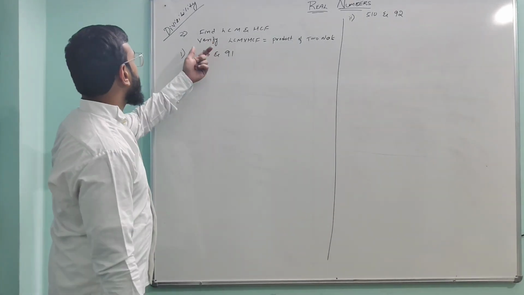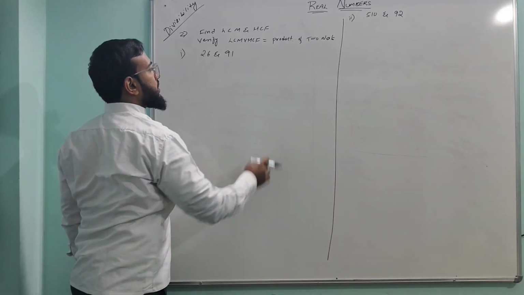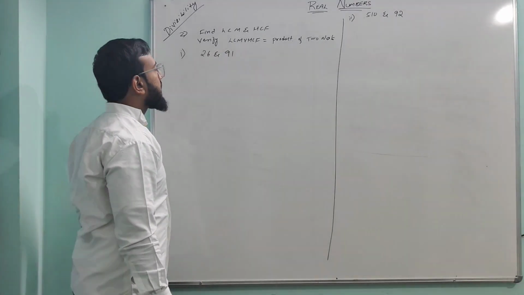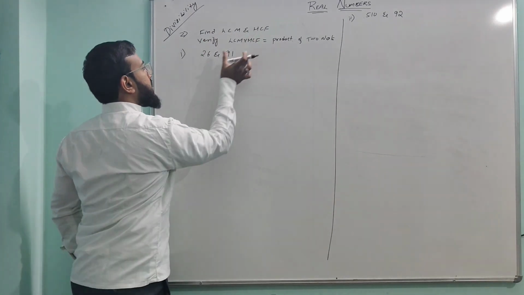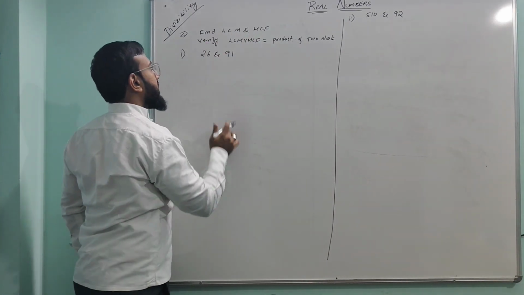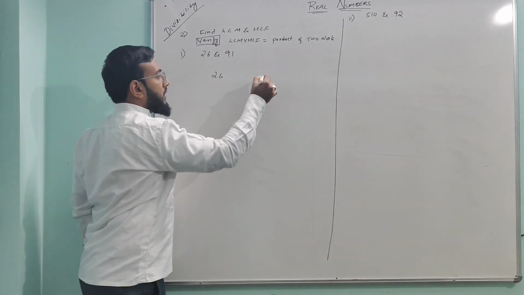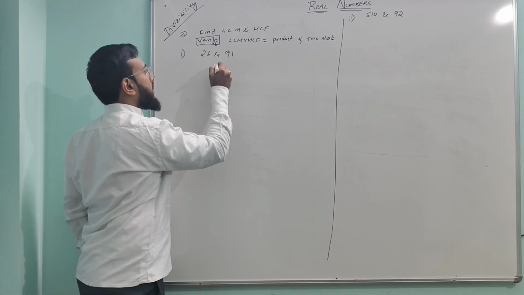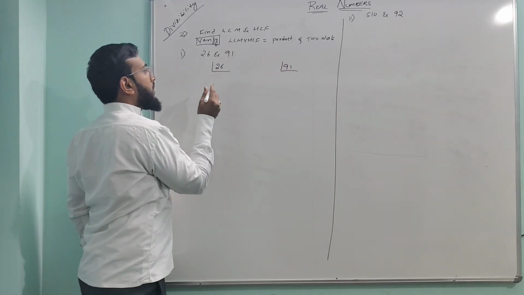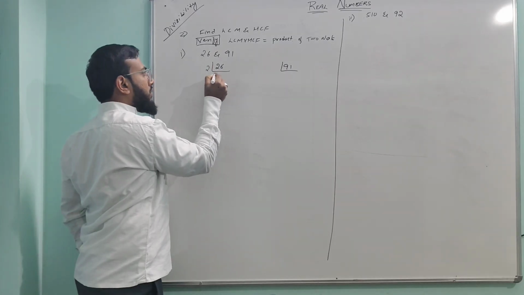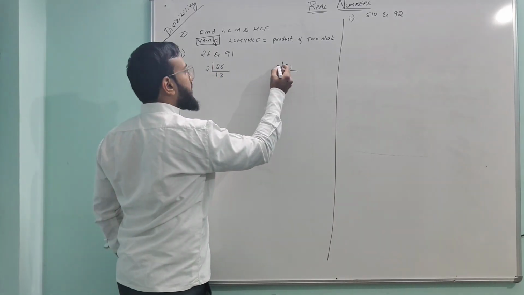Next, main exercise 1.1: find the LCM and HCF and verify LCM into HCF is equal to the product of two numbers. First, we will find the LCM and HCF of these numbers, then I'll come to the verification part. Okay, 26 and 91. 2 ones are 2, 2 threes are 6. Further we can't solve it since it's a prime number.